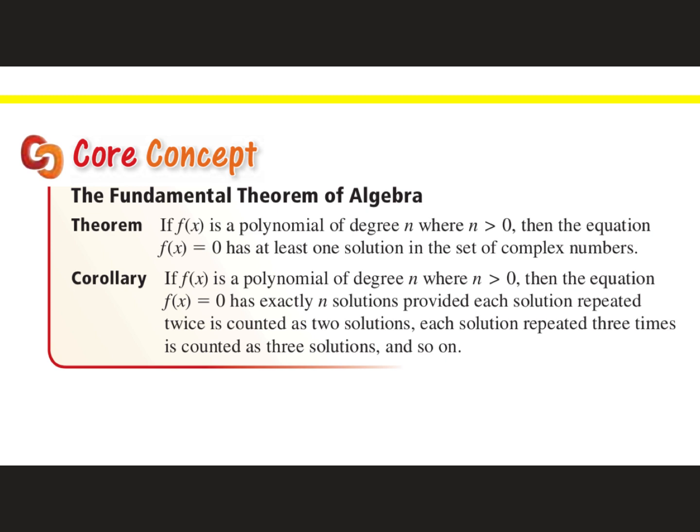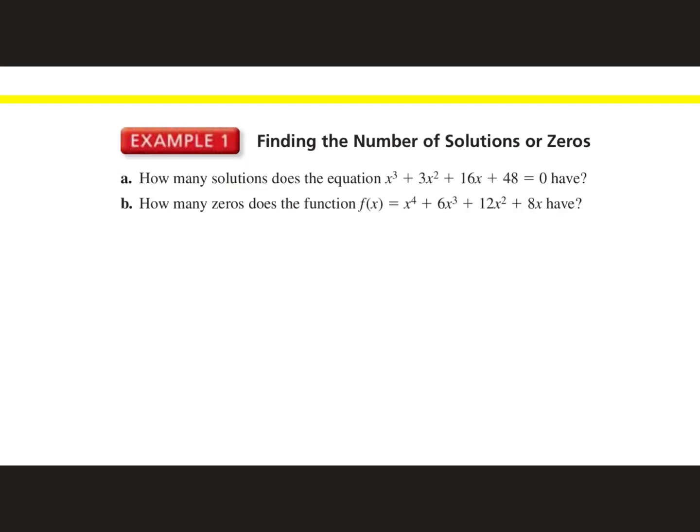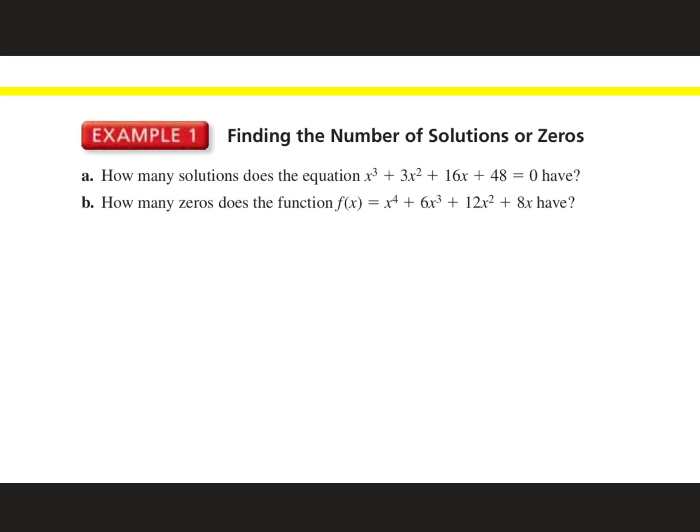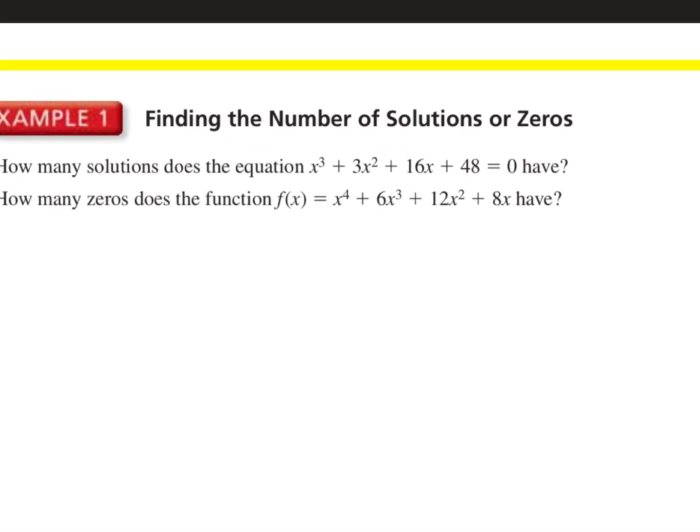This page just talks about the same thing we described on the last one. So in example 1, A says how many solutions does the equation have? 3, because my highest exponent is 3, so we would have 3 solutions. The next question says how many zeros does the function have? What do you think? What's my highest degree? 4, so it would have 4 zeros.